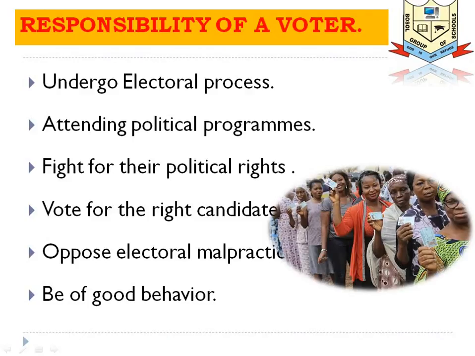Then it is our responsibility to oppose any electoral malpractice. Once you discover any act of electoral malpractice, be it multiple voting or underage voting, you don't keep silent. Say something so that people will hear your voice and such an act will be opposed. Then it is expected of a voter to be of good behavior. A voter is expected to maintain peace and orderliness during election.